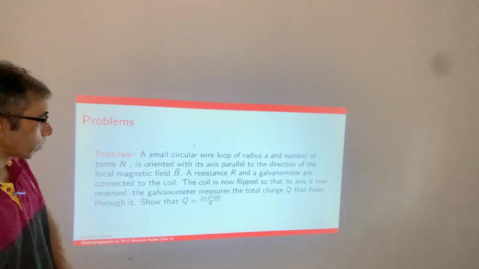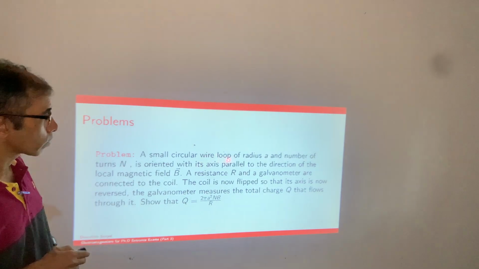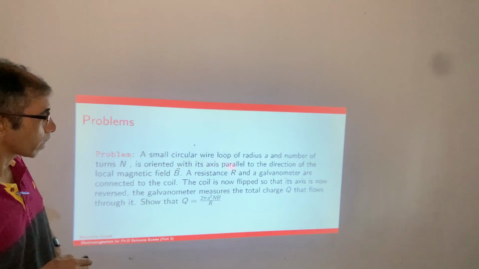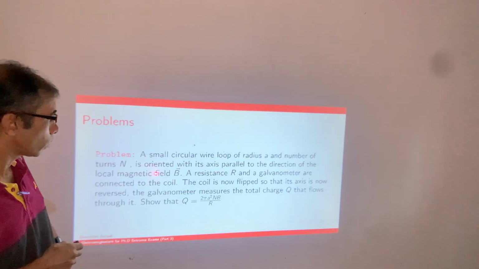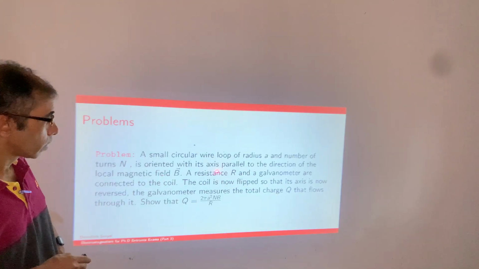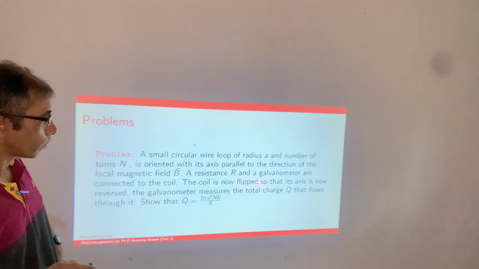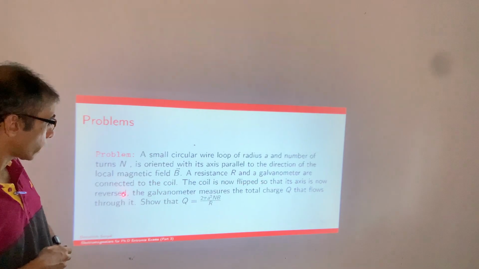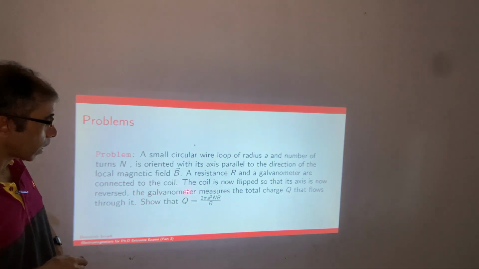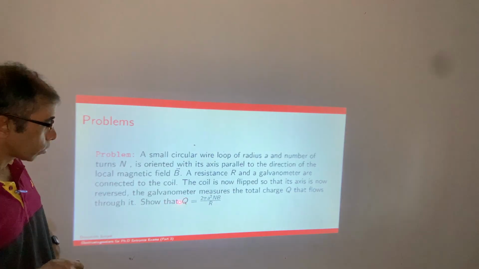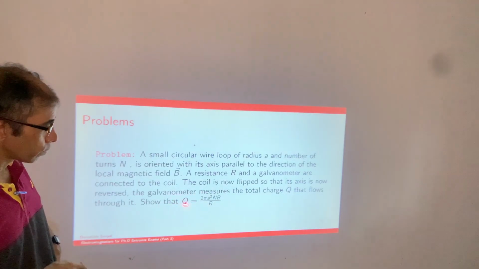We go to the next problem. A small circular wire loop of radius a and number of turns n is oriented with its axis parallel to the direction of the local magnetic field B. A resistor R and galvanometer are connected to the coil. The coil is now flipped so that its axis is now reversed. The galvanometer measures the total charge Q that flows through it. Show that the expression for Q is this.